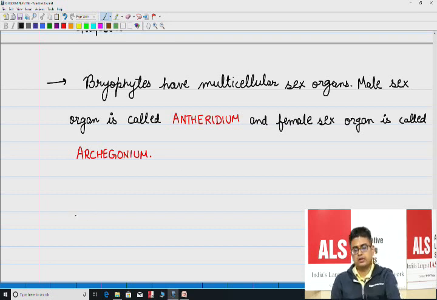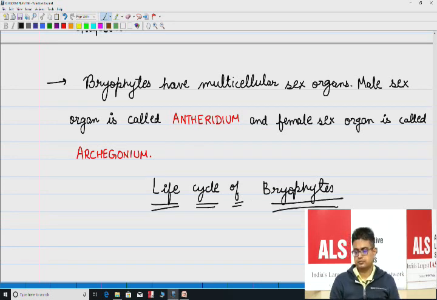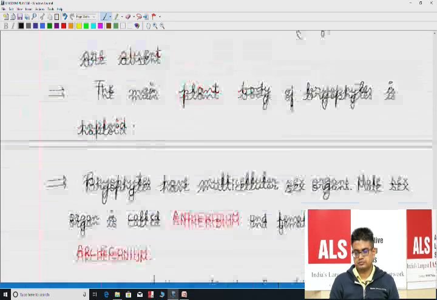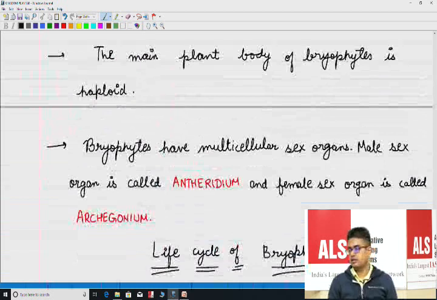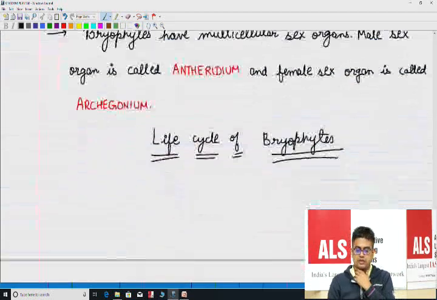Life cycle of general bryophyta. Please put the heading: life cycle of bryophytes. Everybody has written this, right? If anything is left out, let me know.